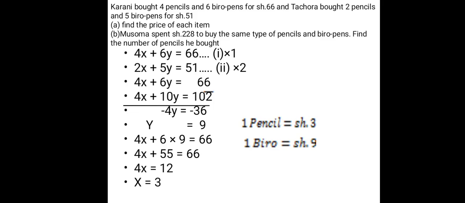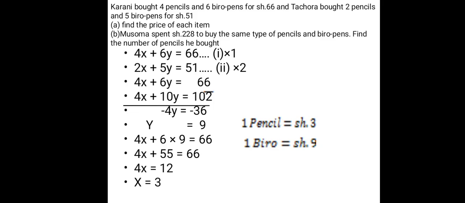Karani bought 4 pencils and 6 biro pens for 66 shillings, and Tachora bought 2 pencils and 5 biro pens for 51 shillings. Find the price of each item. Musoma spent 228 shillings to buy the same type of pencils and biro pens. Find the number of pencils he bought.